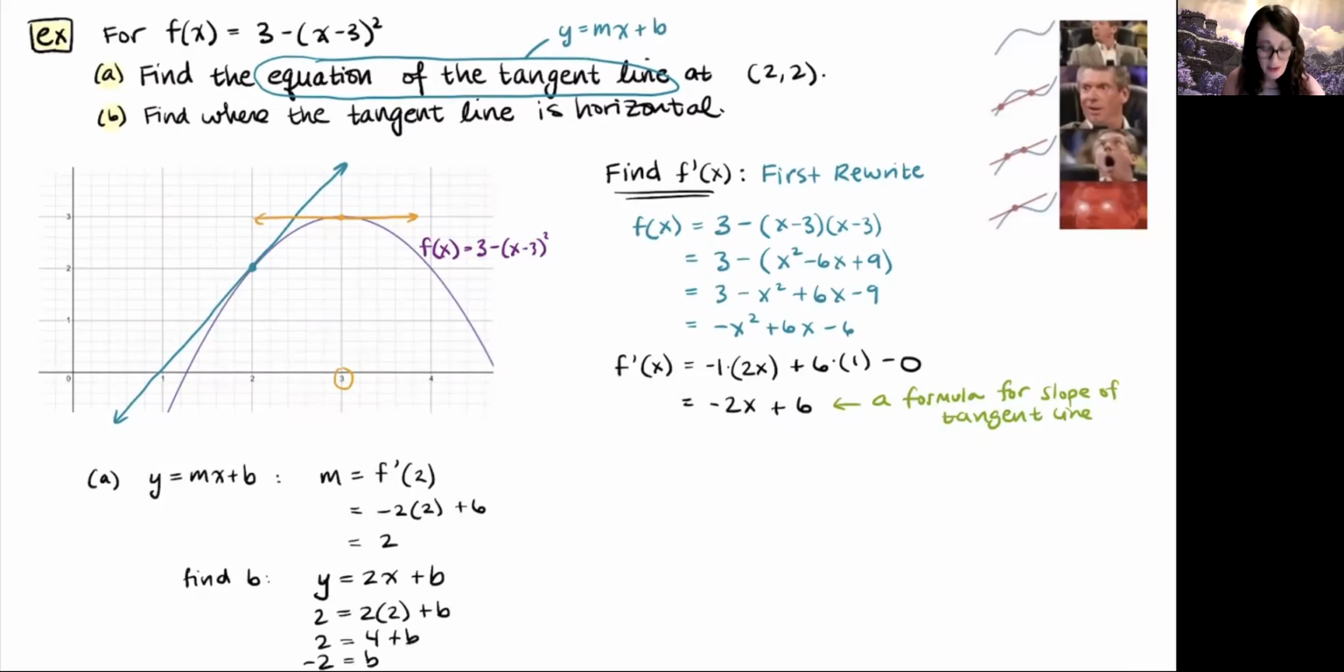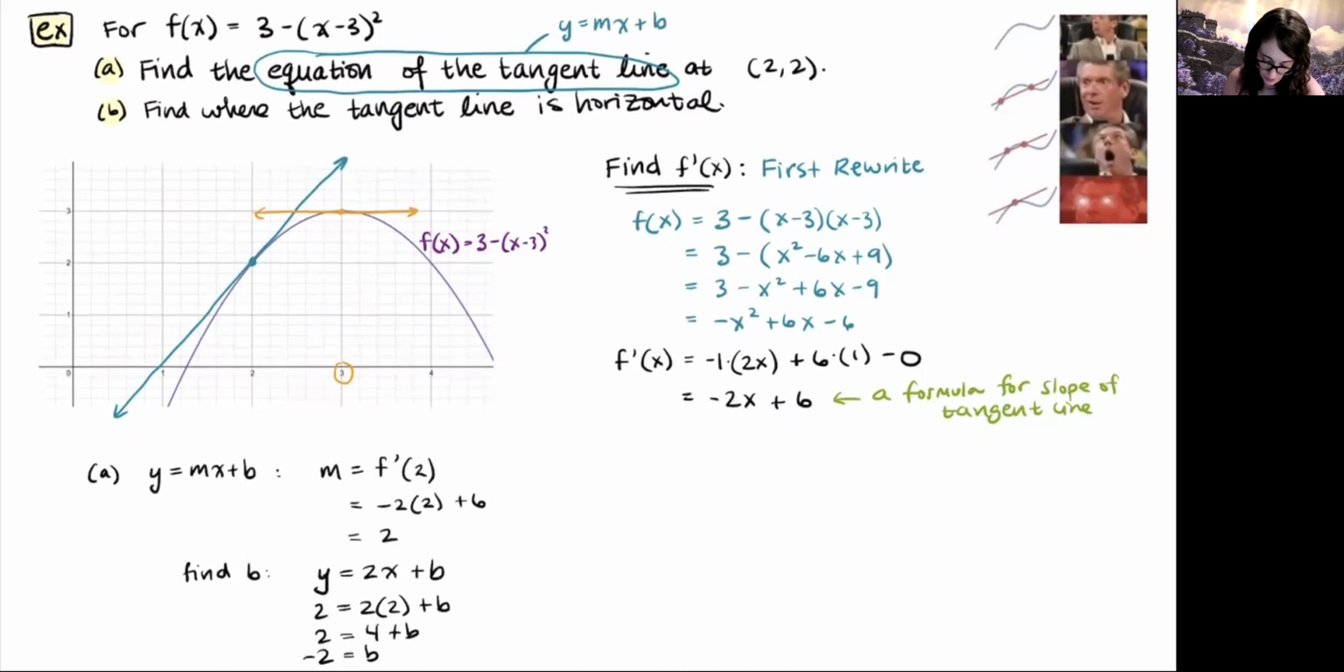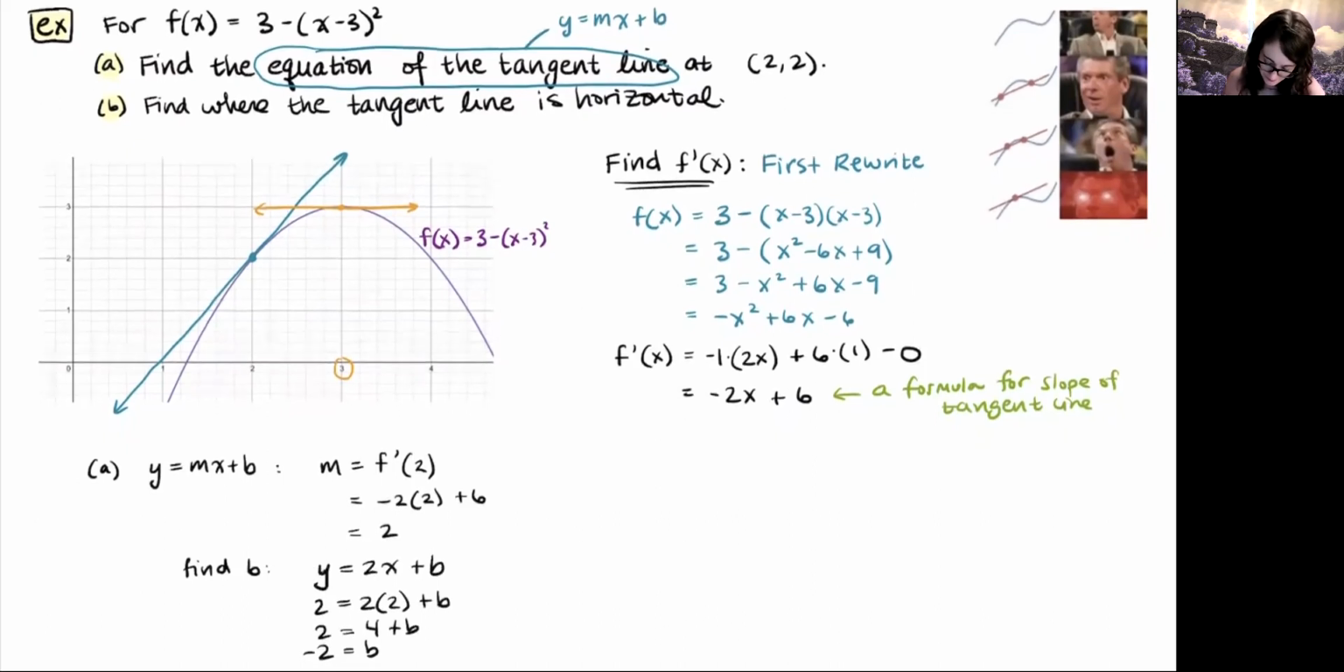So that means that the equation of the line that we're looking for, the equation of that blue line, is going to be y equals 2x minus 2. That's the equation of our tangent line at the point here. So the blue line here has the equation y equals 2x minus 2.